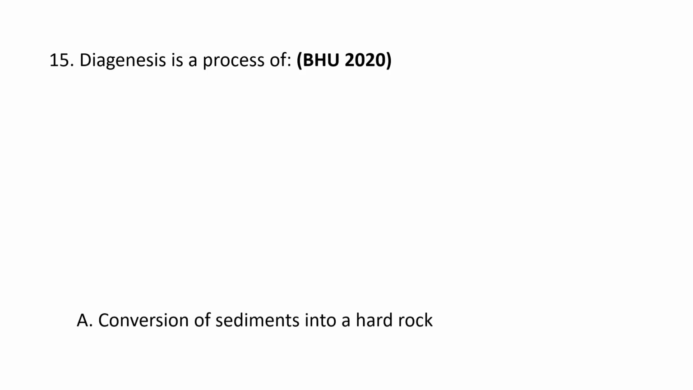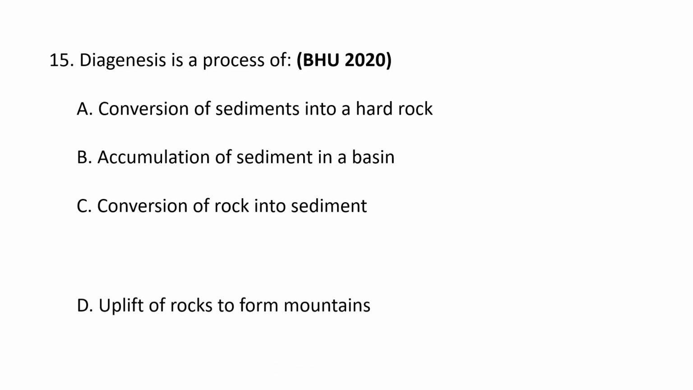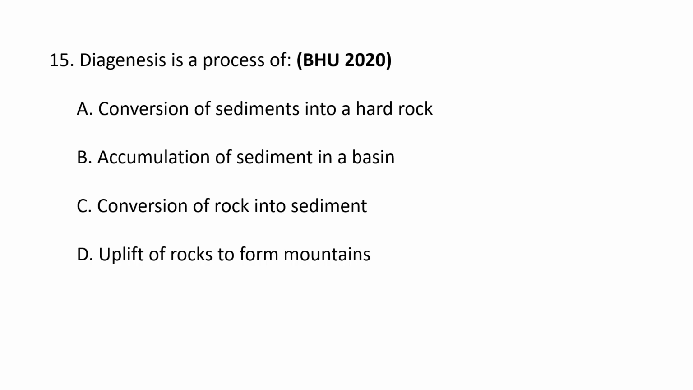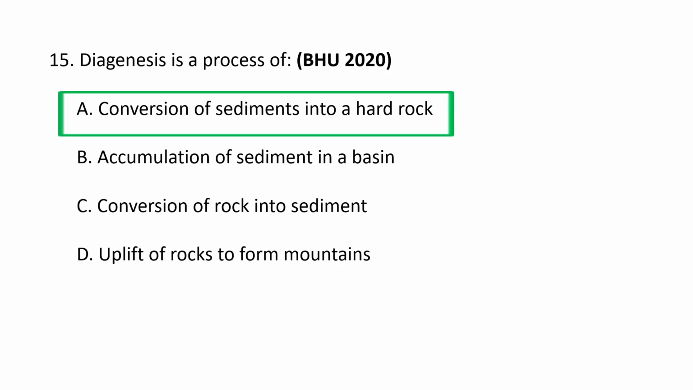Next question. Diagenesis is a process of A. Conversion of sediments into a hard rock, B. Accumulation of sediment in a basin, C. Conversion of rock into sediment, and D. Uplift of rocks to form mountains. Diagenesis is a process of conversion of sediments into hard rock. It involves physical, chemical, and biological processes that compact and cement the sediment grains together. So A is the correct option.